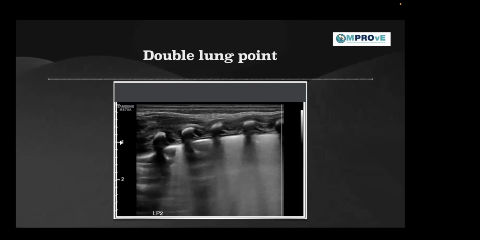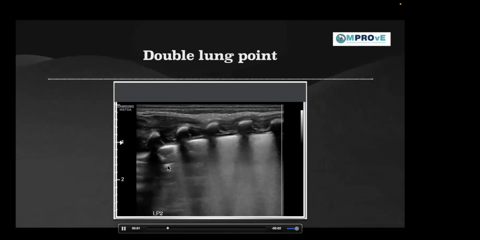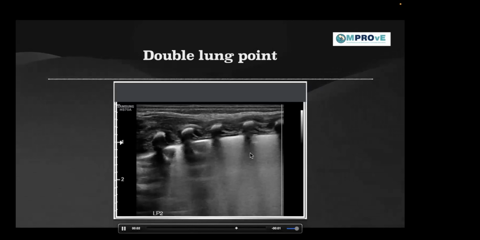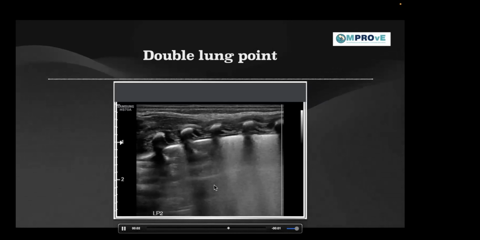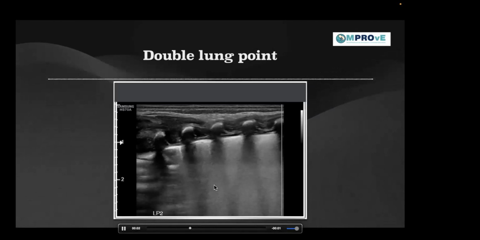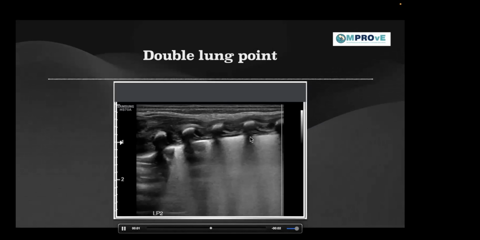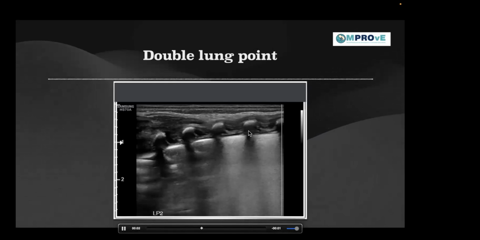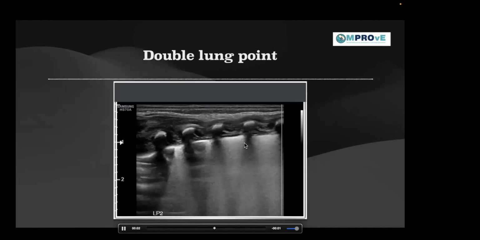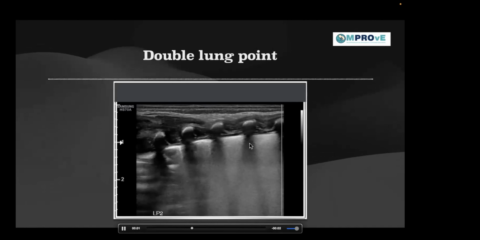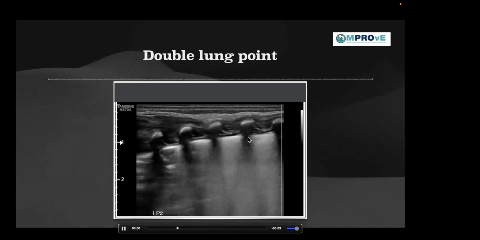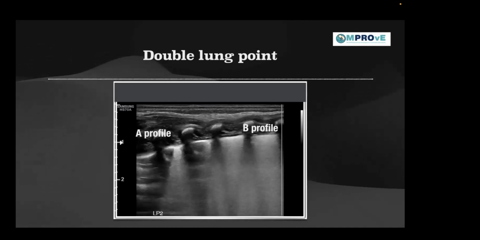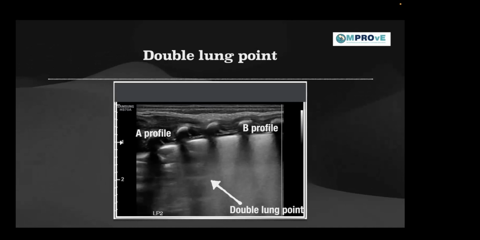Again, similar example, aerated lung, not so well aerated lung. So A profile, B profile, and this transition area is called your double lung point. And as I mentioned, the more the severity, you start losing out on your rib shadowing as well. Ideally you should be seeing this rib shadowing all the way to the bottom, but you can't see that. It's because the more severe the fluid filled area or the pathology, you will see compact B lines and the loss of the acoustic shadowing. Same thing, A profile, B profile, and double lung point.